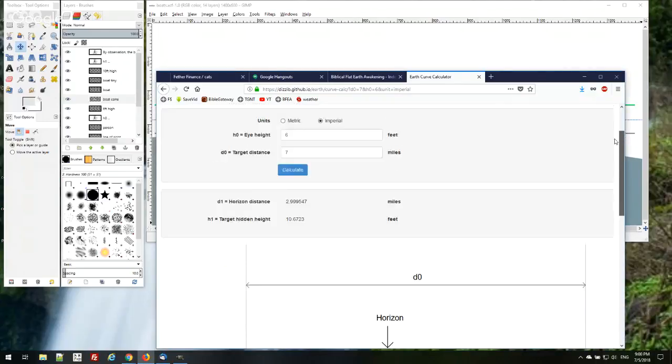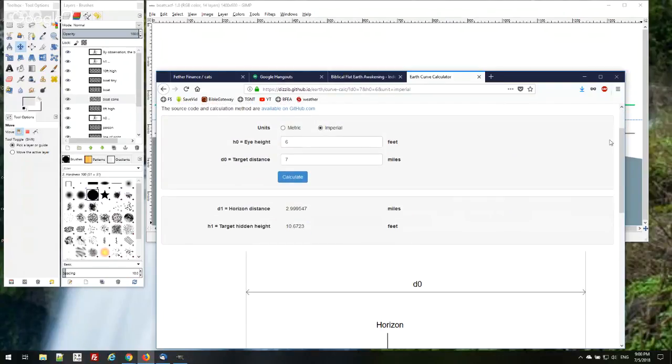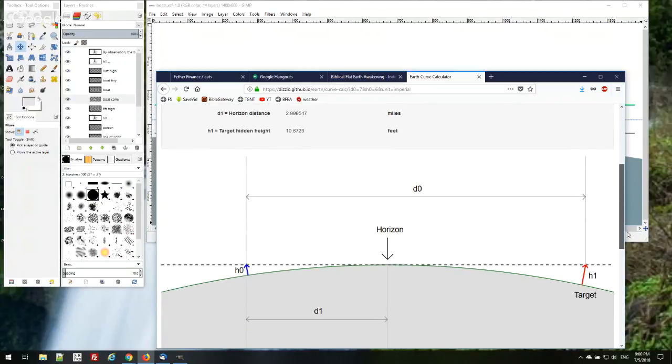So again, here is this calculator, and I have the link in the description. I'm pretty sure I put it there. I entered H0, the eye height, as 6 feet, and the target distance D0 as 7 miles, and hit calculate. It said the horizon distance is 2.99, that's 3 miles, 3 nautical miles or thereabouts. It's not that precise, but generally you're going to be in the 3 mile range. And H1 is the target hidden height. That's 10.67 feet. So that's H1.